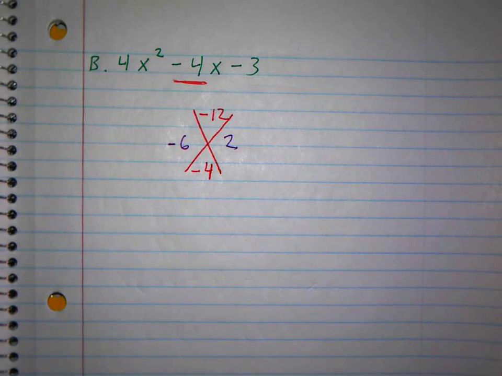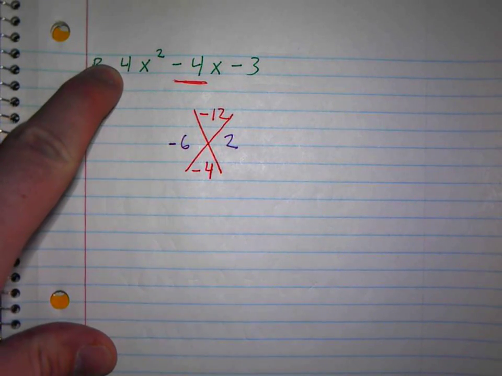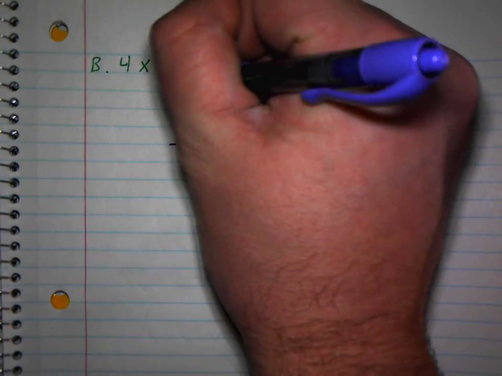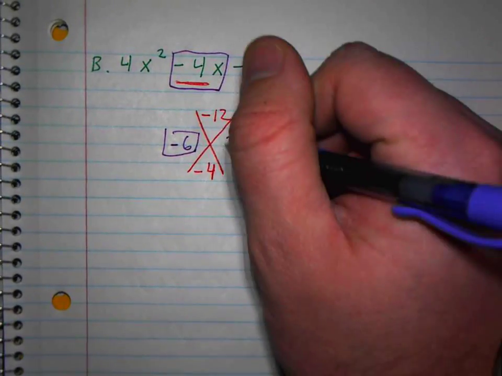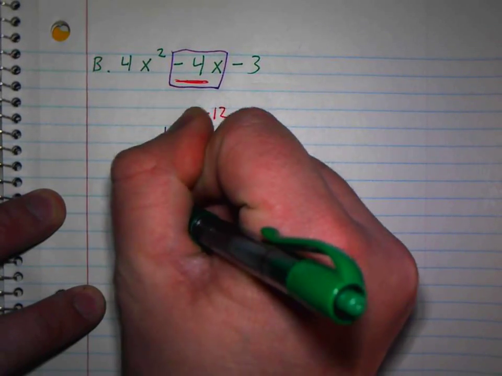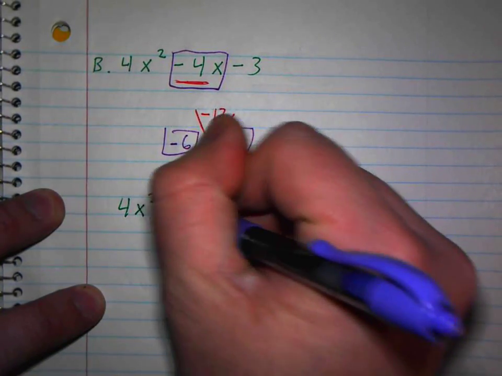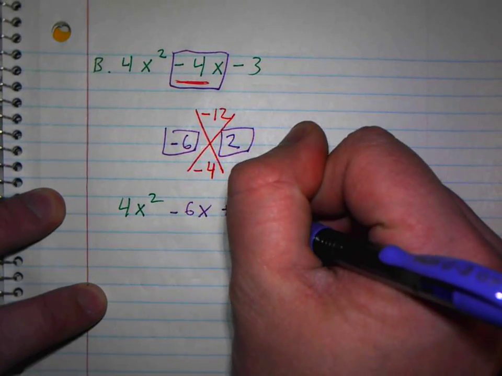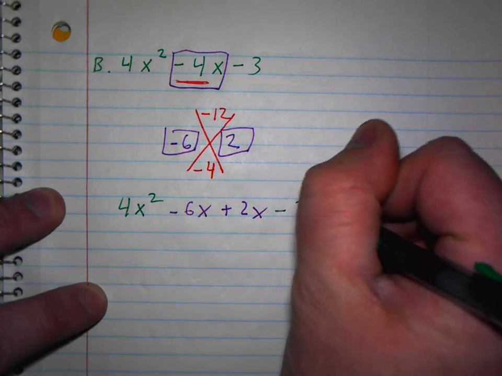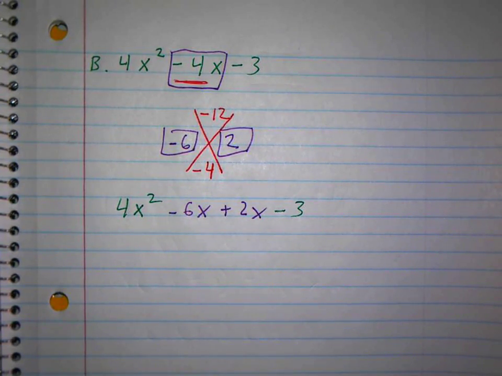Now, does anyone remember what I do next? 4x squared minus 6x plus 2x minus 3. So you break this up into those, right? So it's 4x squared minus 6x, minus 6 plus 2x, minus 3. And then what's your second step? Or third, I guess, huh?